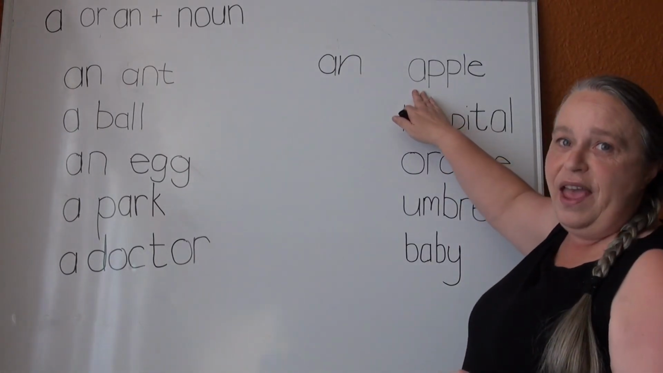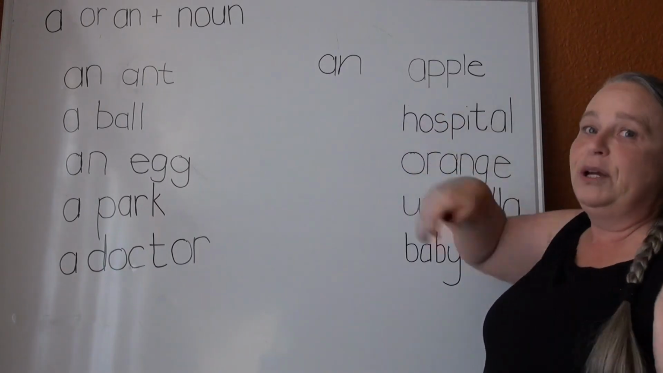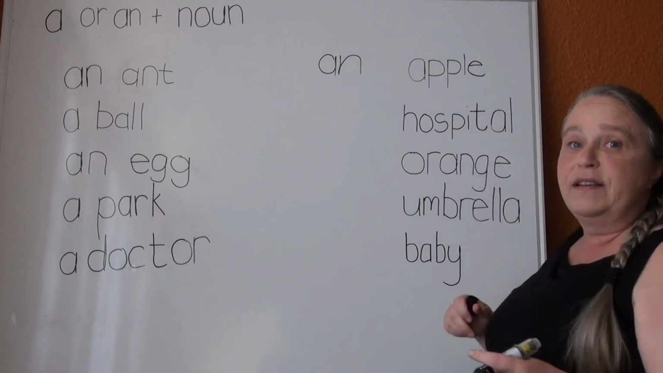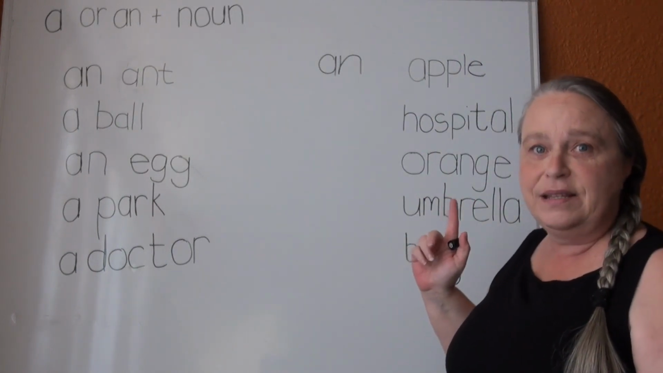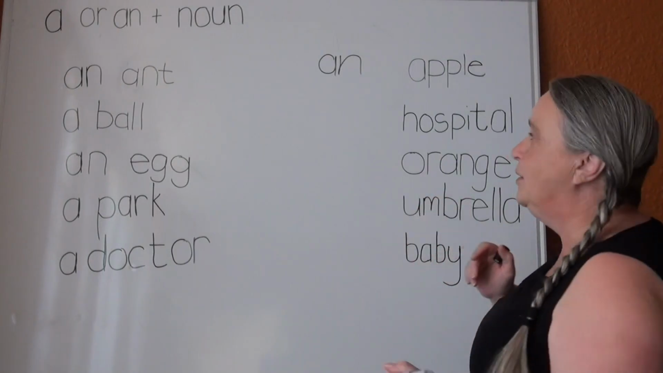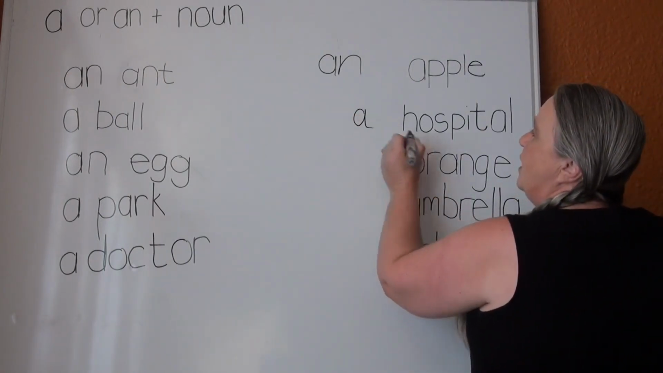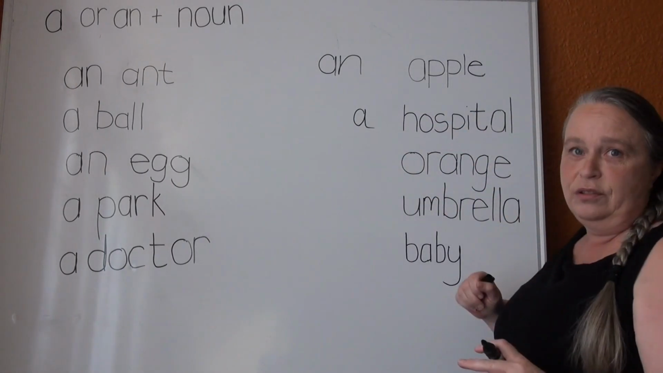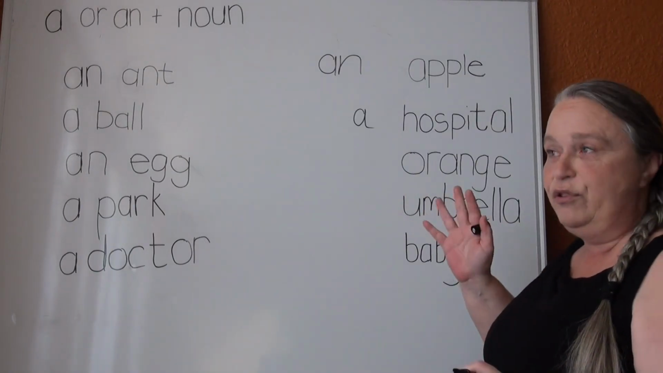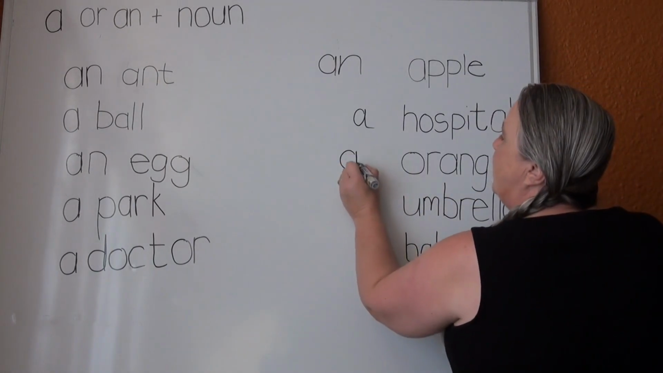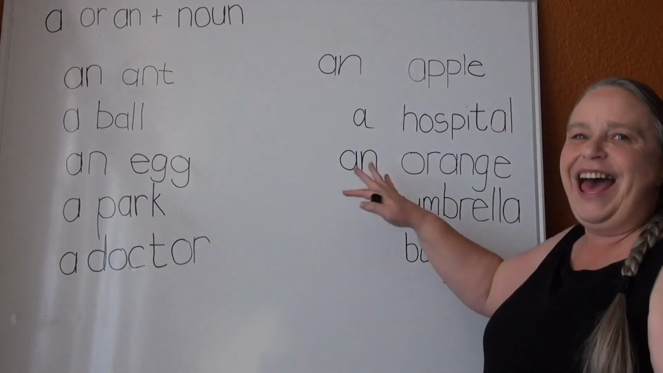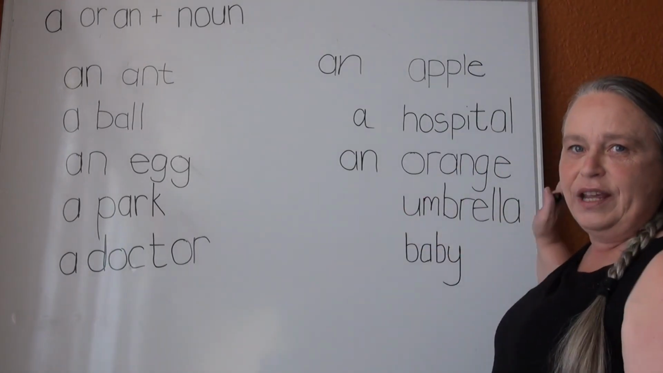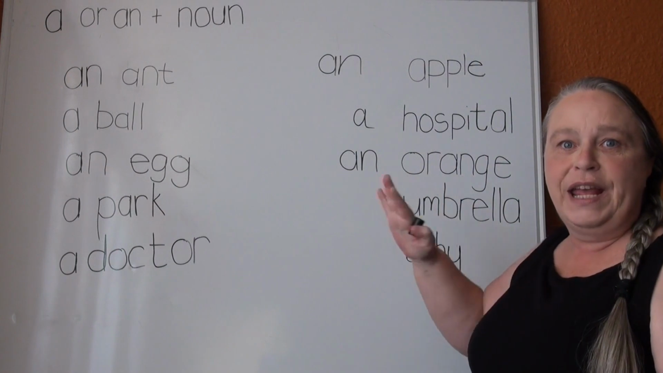Apple starts with an A. We will say an apple, but when we speak, we say it almost as one word. Hospital. Remember, a place, yes? So, a hospital. And when we speak, we say a hospital. Orange. Orange is a fruit, yes? So when we speak about one orange, an orange. Do you hear? It almost sounds like one word.